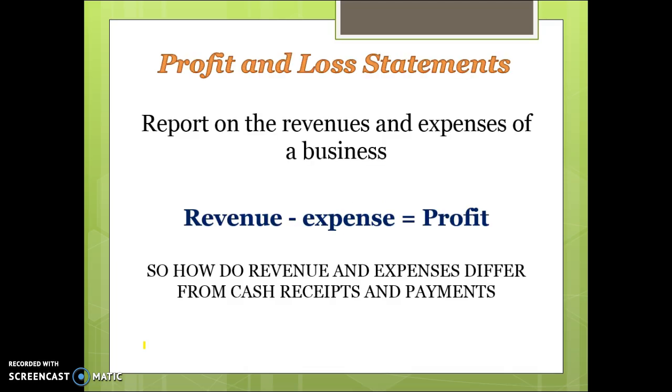So the profit or loss statement reports on the revenues and expenses of a particular business, and the profit is equal to the revenue of a business minus the expenditure. The key thing is that not every time we receive cash is an example of a revenue, and not every time that we pay money is an example of an expense. For example, if we receive cash because we take out a loan, that's not an example of revenue. If we pay money because we purchase new equipment, that's not an example of an expense, and I'll explain why in a second.